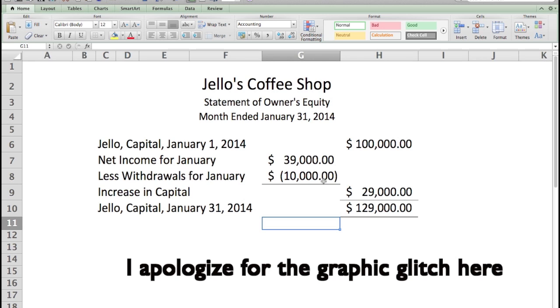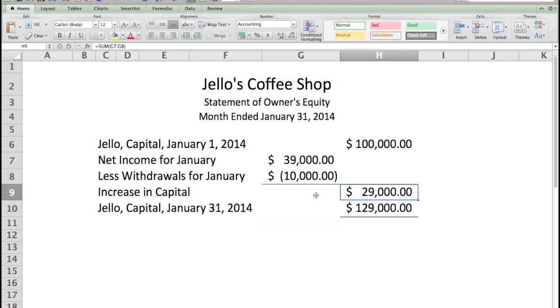$39,000 net income for January with a $10,000 equity withdrawal so the resulting amount is the increase in capital of $29,000. You'll notice there's a single line under that $29,000. That means you have to add everything in that column together. So you have to take the $100,000 starting capital, add the $29,000 increase in capital for the month. That leaves Jello with $129,000 equity in the company. We'll outline that. And you'll notice it's double underlined, indicating that is the final balance. This ending capital balance will be used in next week's video, the balance sheet.